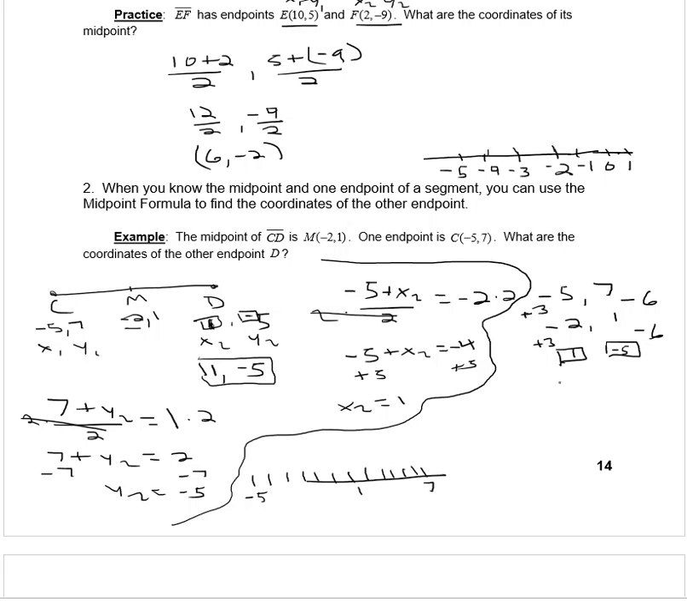And so you can see my final answer was 1, negative 5. So you can do it the algebraic way using the midpoint formula, or you could do it this method. Either way, you get the same answer. 1, negative 5 is going to be your other endpoint. So we can see what that looks like with another example on the next page.